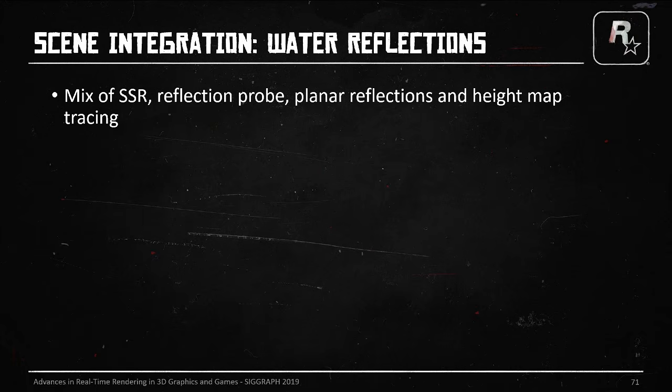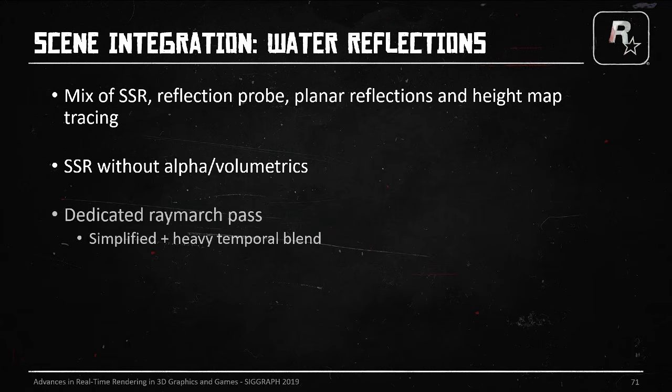Water reflections are a little different. They're a mix of screen space reflections, the reflection probe we just looked at, planar reflections, and height map tracing. But we apply the SSR component of this without any alpha or volumetrics. We'll have a quick look soon on why that is. But what we are doing is we apply a dedicated ray march on the whole water reflection solution, once again simplified, and using a heavy temporal blend, using an exponential running average.